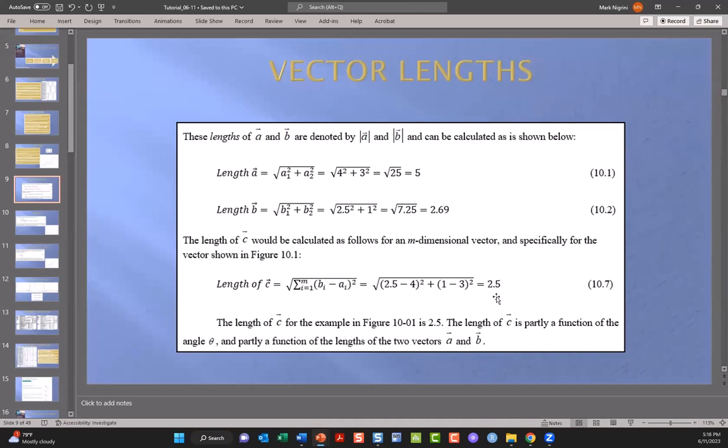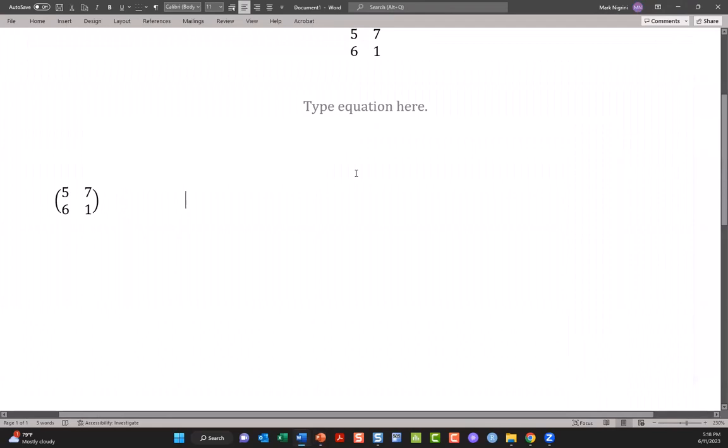So I know what it is. It's bi minus ai squared. Add them and then take the square root. Here we go. Over here, this is bi and that's ai. So 7 minus 5 squared is how much? 2 squared is 4. It's 4.